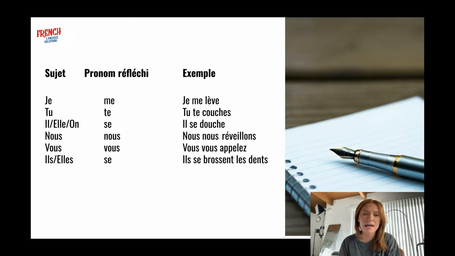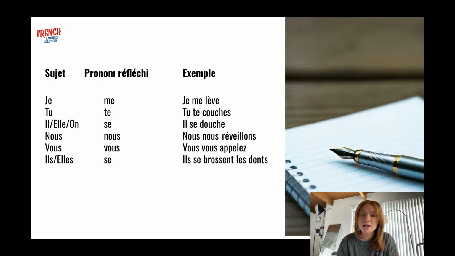For example, if I want to say the verb to get out of bed, the verb is se lever. Se, S-E, lever, E-R. If you want to conjugate your verb, it's pretty easy. First, you forget about the se, and you just put the right ending of the verb depending on the right pronoun. So you know that, for example, if you have the verb lever that finishes with er, the ending for je is e. Okay? Je lève. But because the verb is se lever, I need to keep my se. I just need to adjust it to my pronoun. Because my pronoun is je in that phrase, my se will turn into me. Je me lève.